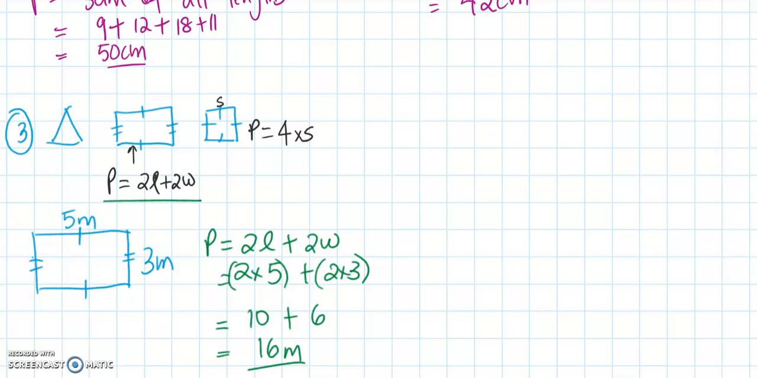Alright, now let's look at the last type of example where we're given a shape, but some of the sides are missing. Let me write down the dimensions of this. So this is, say, 9 meters.